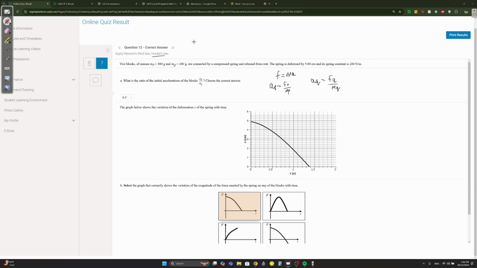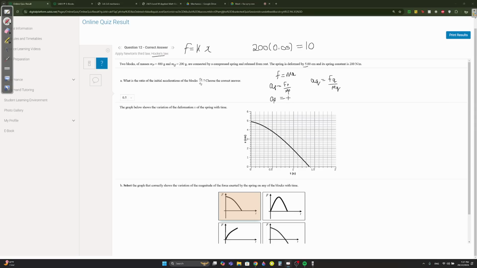Hooke's law. F is equal to the spring constant times the deformation. What is K? 200. X, the deformation, is 5 centimeters. It must be in meters, so 0.05. And you're going to get 10. Okay? So F is 10.